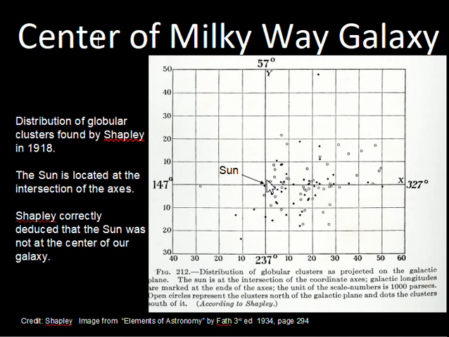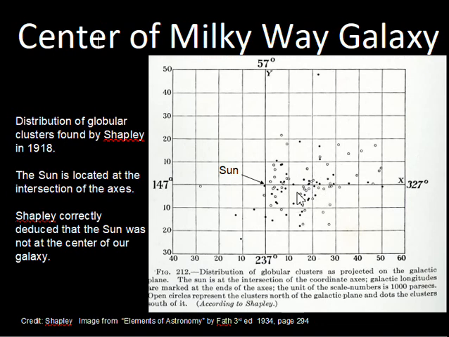So in the early 1900s, Shapley had some inkling in the years before 1918 that it was strange that the globular clusters were found more in what we call the summer constellations, Sagittarius and Scorpio, that the globular clusters tend to be found in that part of the sky.